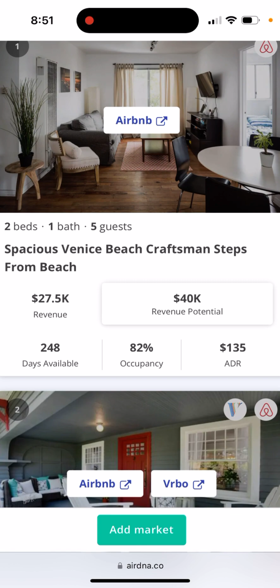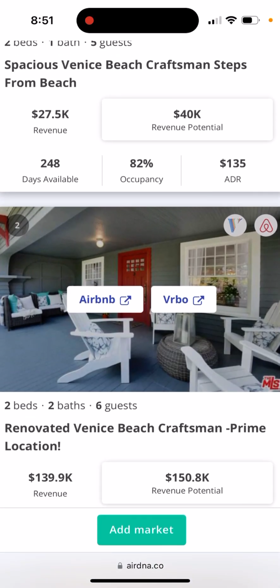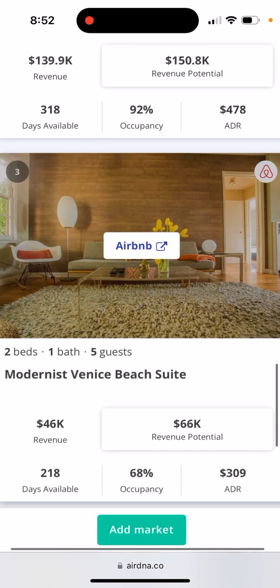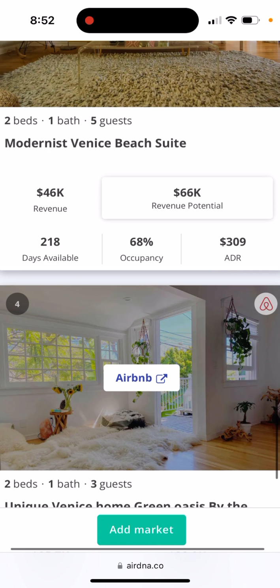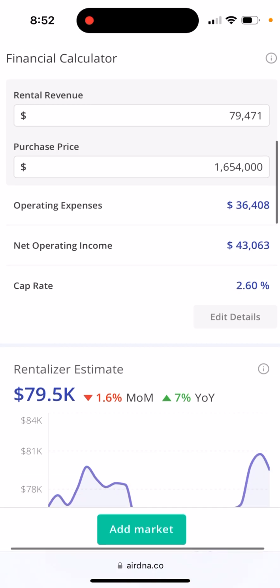Then you can see some other properties, like a Venice Beach apartment, 2 beds, 1 bath, 5 guests. You can see that $40,000 revenue potential, average daily rate $135. Or you can see some houses, or some bigger places. So yeah, that's basically the idea of it. So that's basically what it is.